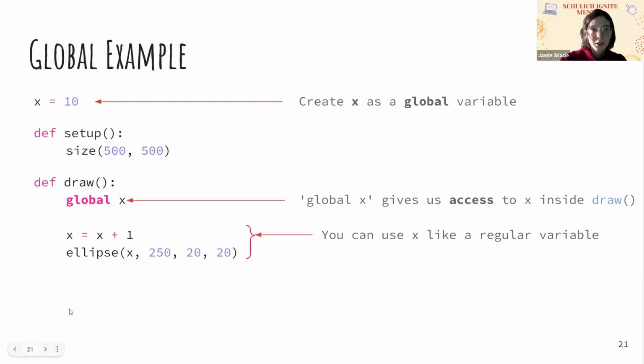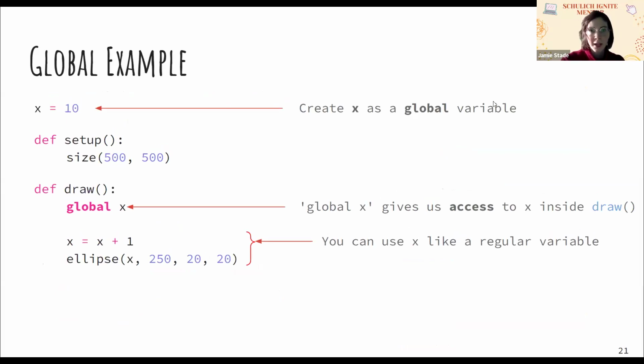Okay, here's another global example. So if we create x as a global variable up here, and we want to use it in draw, global x will give us access to x inside of this function, and then we can increment it each time and use it as a normal variable.